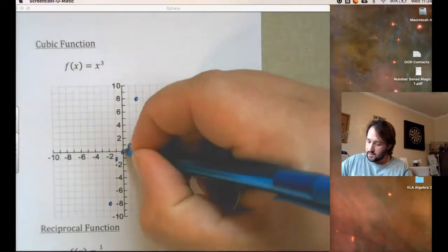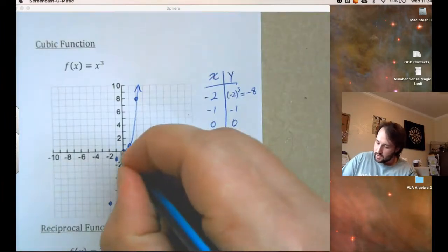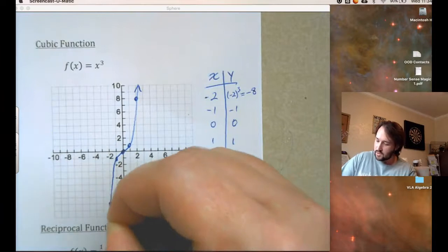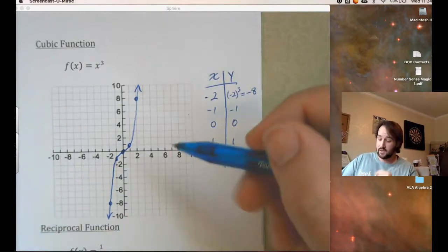All right, so if I follow this function as it goes, it almost looks like a parabola where half of it was turned upside down, but it grows a lot faster because we are cubing it and not just squaring it. All right, so there's your cubic function.